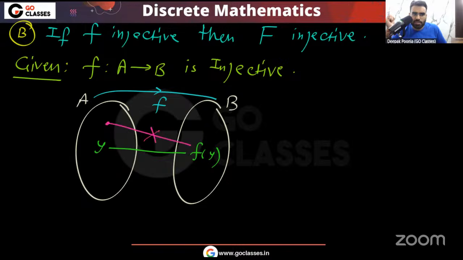No, it's not possible. Yes or no? Can any other element map to fy? No, it's not possible. Do you agree with me? Because different elements will have different images, correct? I hope you understood this.